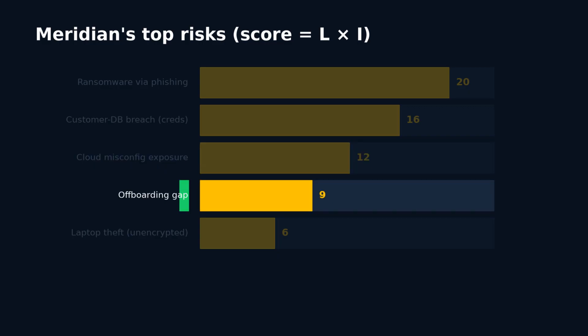Then split that quadrant into quick wins versus projects. Turning on multi-factor and disk encryption, quick wins this month. Network segmentation, a project this quarter. Both get owners, only one gets a project plan.